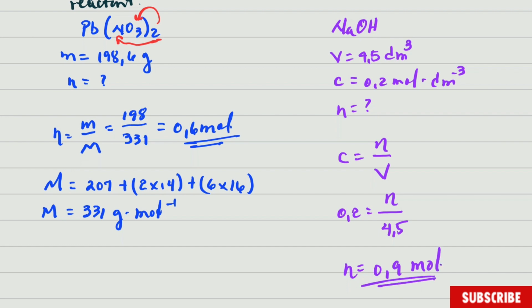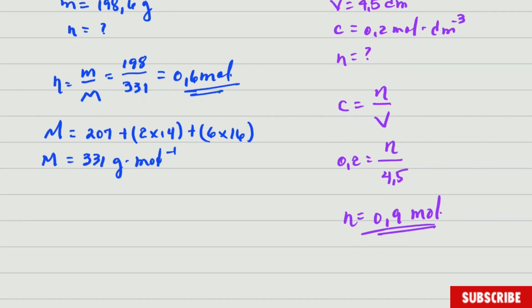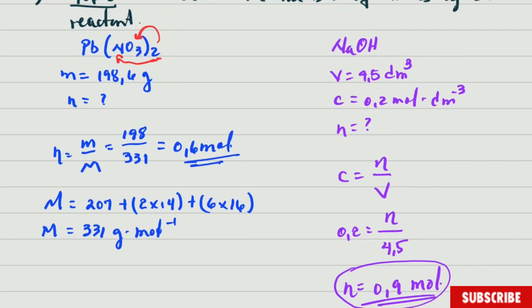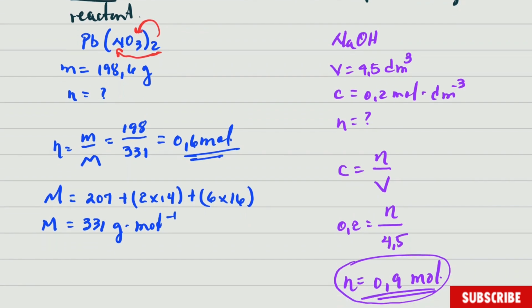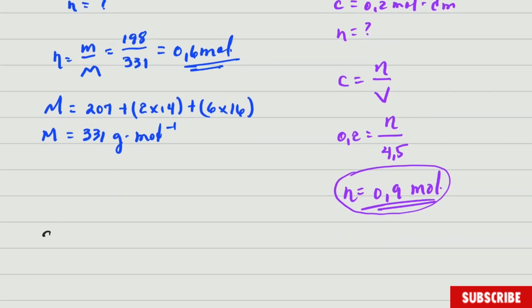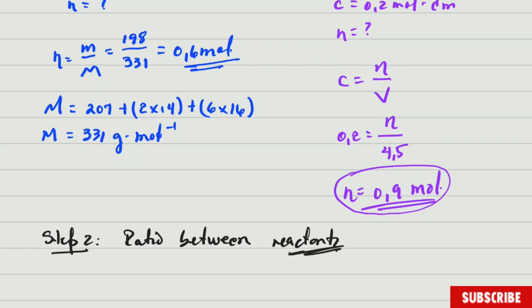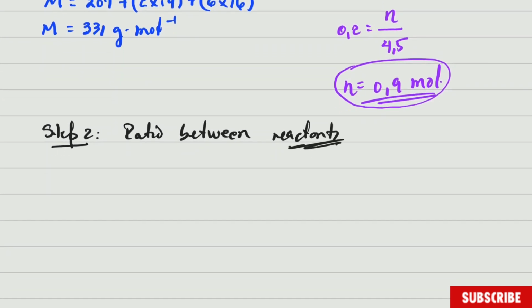So we now have the number of moles. But guys, note the following. The fact that the number of moles of sodium hydroxide is more than the number of moles of the lead(II) nitrate doesn't mean that the lead(II) nitrate is the limiting reagent. So we still have to go now to the ratio. So step 2, I am going to write just ratio between reactants.